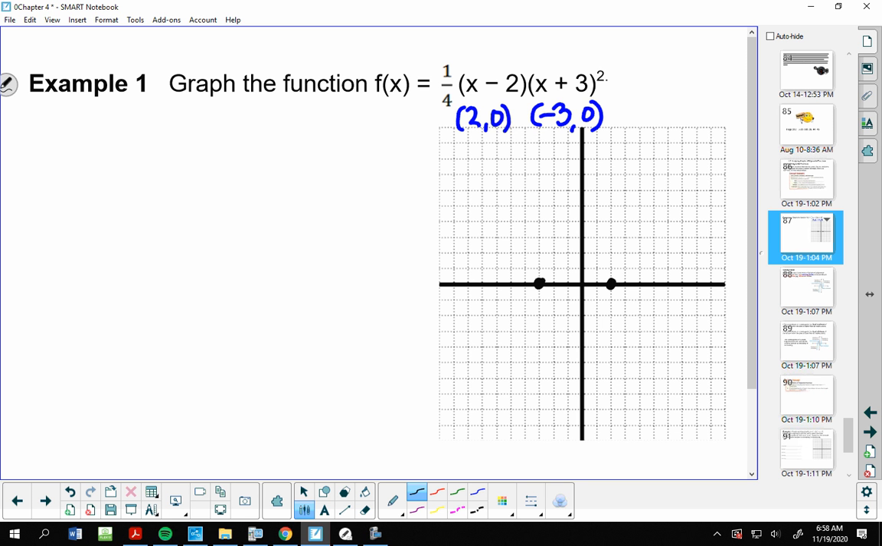Now, we learned previously that since the x plus 3 factor is raised to an even degree, we know that it's just going to touch at that intercept. And since the x minus 2 is raised to the first degree, since that's an odd degree, we know it's going to cross the x-axis at that intercept. So let's plug this in our calculator.